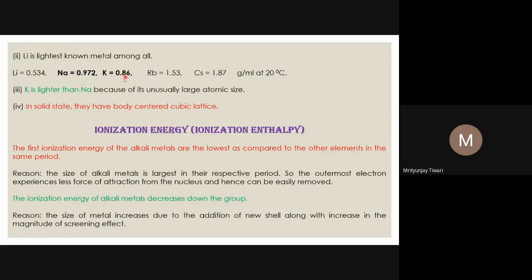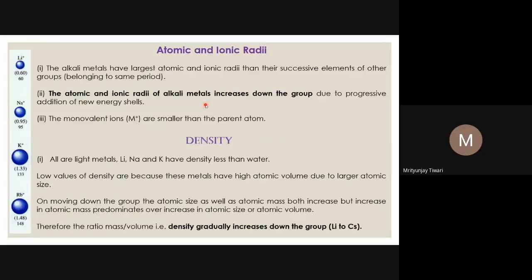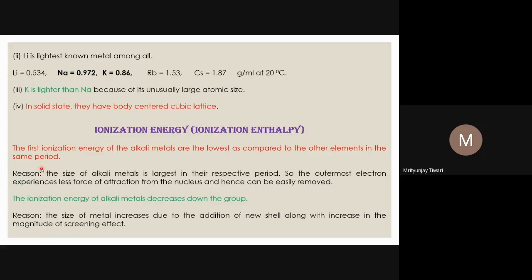Now this reversal that we see in sodium and potassium, as we expect the density will increase as we go down the group, the reversal is because of the unusually large atomic size of potassium. So in solid states, they have a body-centered cubic lattice. All these alkali metals form a body-centered cubic lattice in the solid state, in the pure crystal.